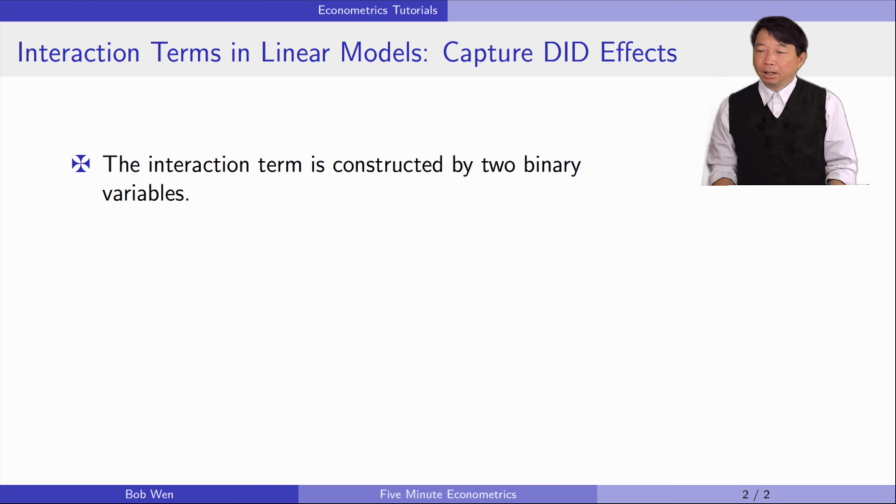The elements of the difference in differences method are two binary variables, one indicating the treatment group and the control group, and the other describing the time before or after the policy. The interaction term between the two binary variables captures the causal effects of the policy.